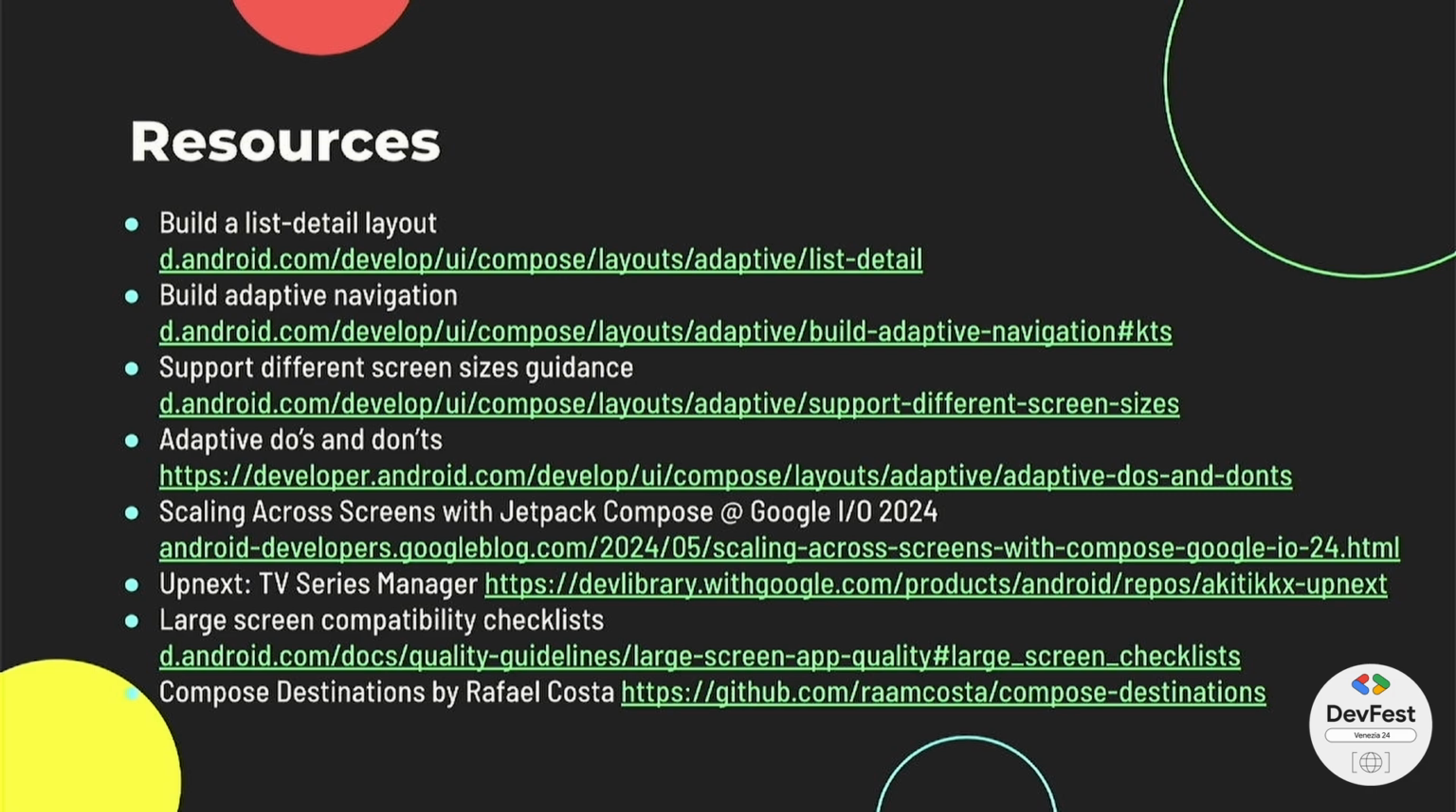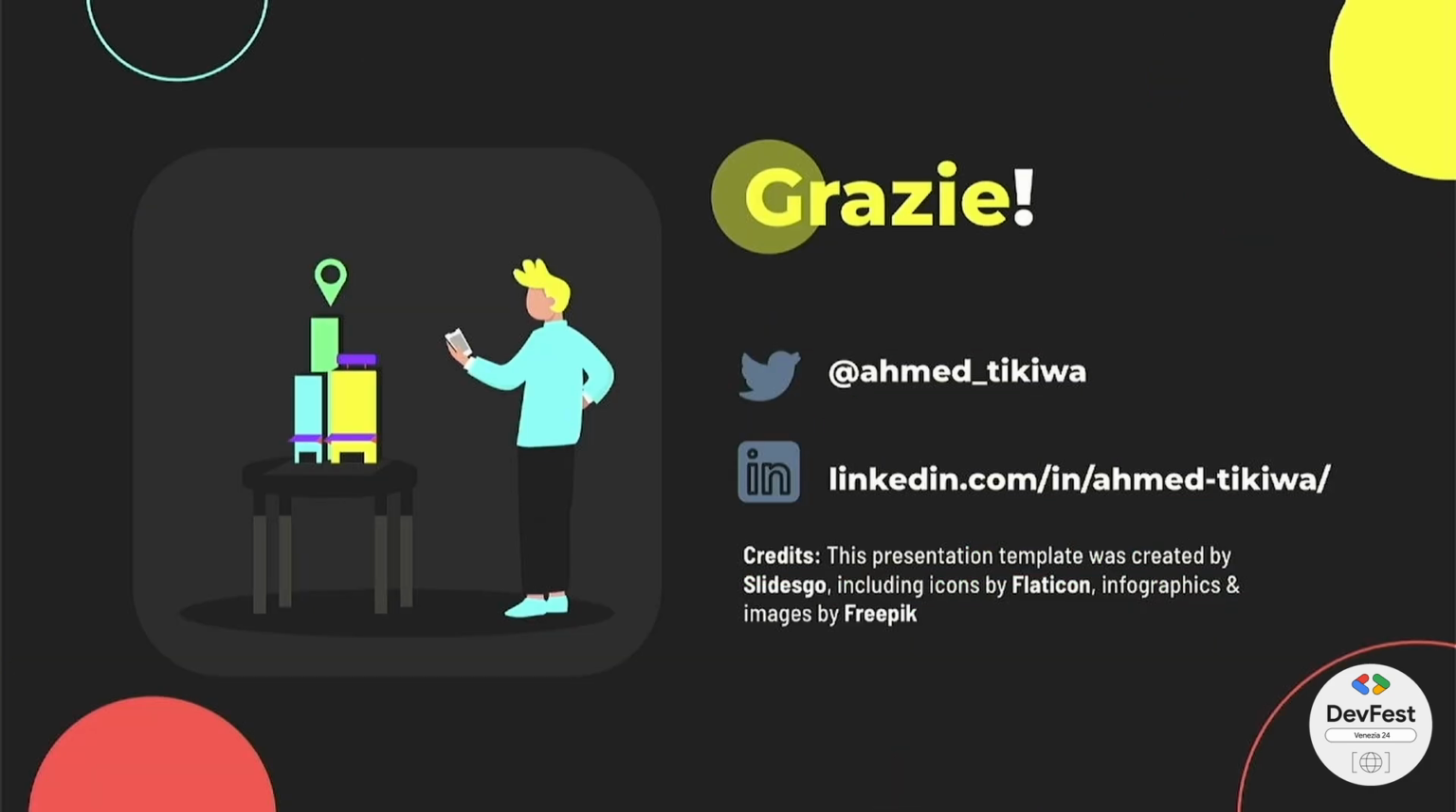Then if you want to know the large screen compatibility checklist, this basically tells you if your app is compatible enough to say, yes, this app is adaptive. So you can do a list of checks to determine whether your app is now fully adaptive. There is documentation that will help you get to that place.